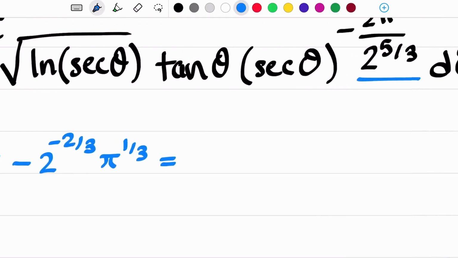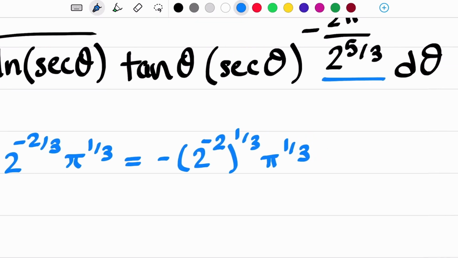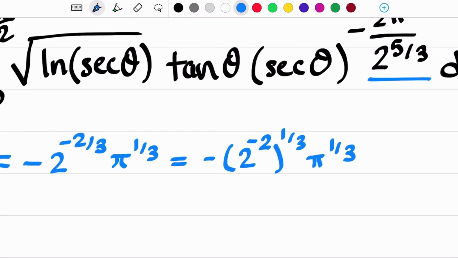Now, I do notice something here. I want to get the exponents the same. And one way I can do that is making this 2 to the negative 2, whole thing raised to the 1/3. Now you can see that that's equivalent, because if we expand this again and multiply those exponents, we're just going to get 2 to the negative 2/3, which is exactly what we have over here.